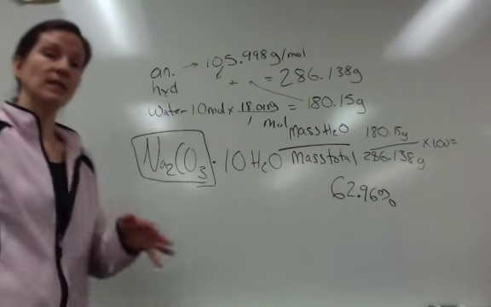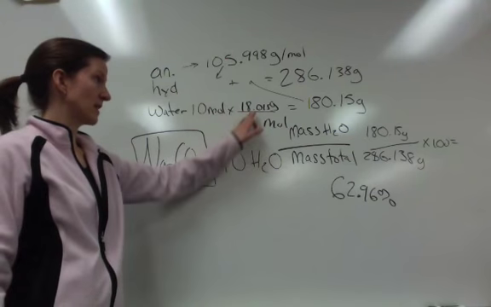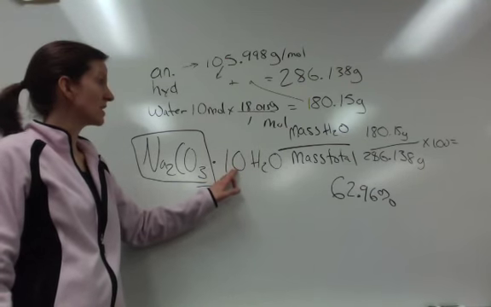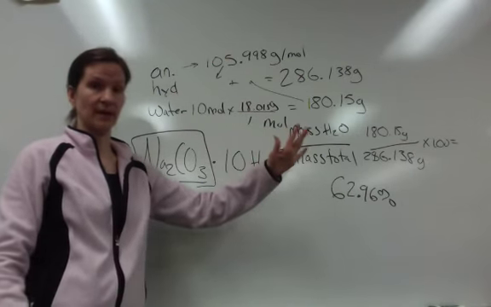Okay. So to get your percent by water, you got to get the mass of the water in the hydrate, which is just the mass of water times whatever this number is here. You get the mass of the anhydrate, add up, and then you just divide.